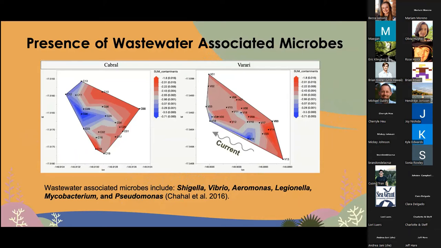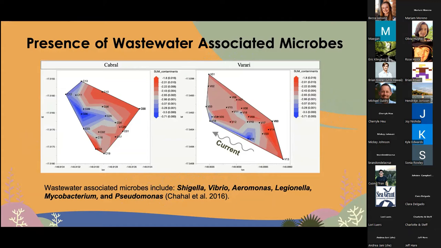I took the sum of these genera by site and displayed them by their location. You can see the higher abundance again in red, lower abundance in blue, and while their presence is relatively low, only ranging from about 0 to 1.6%, they appear to be coming from the seepage point.